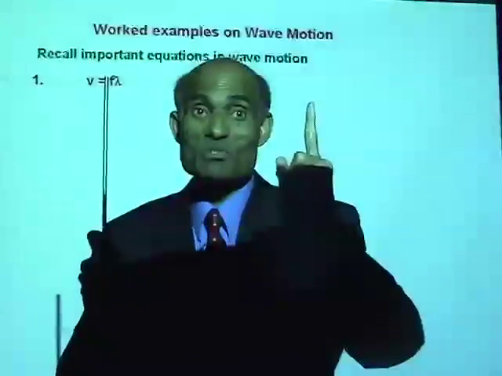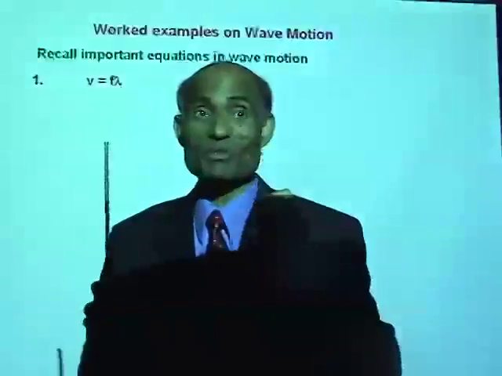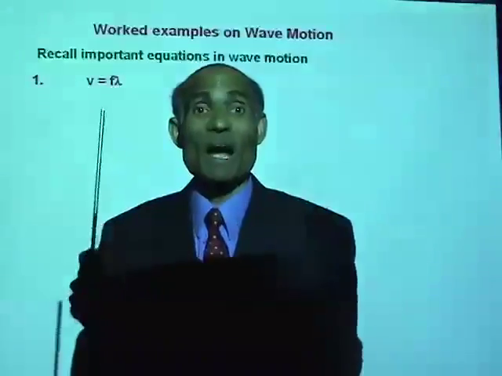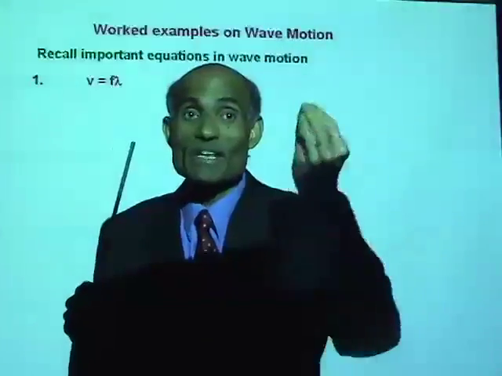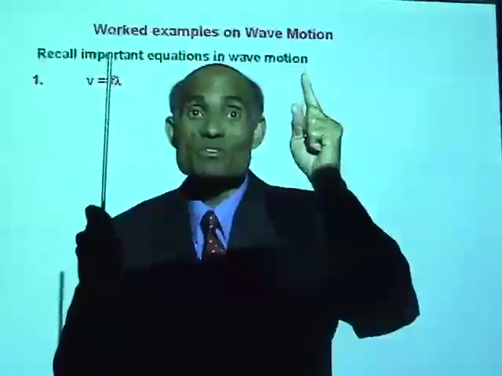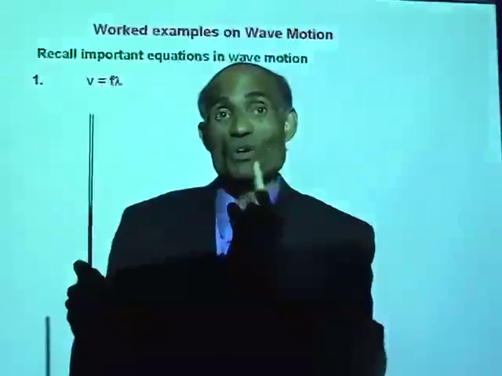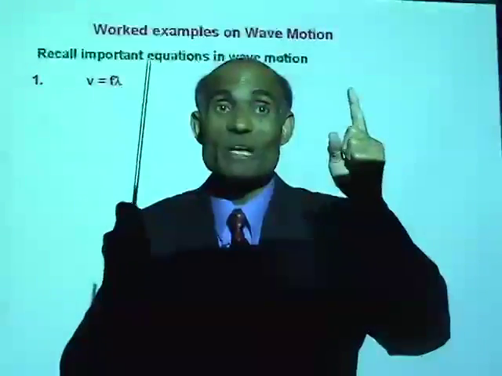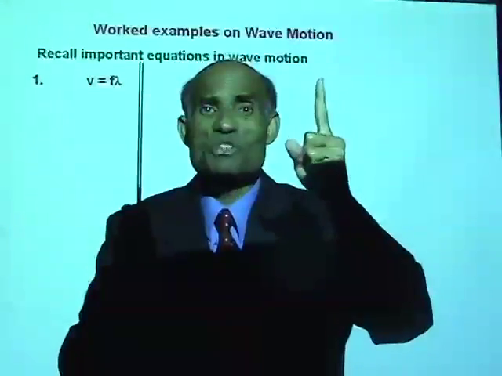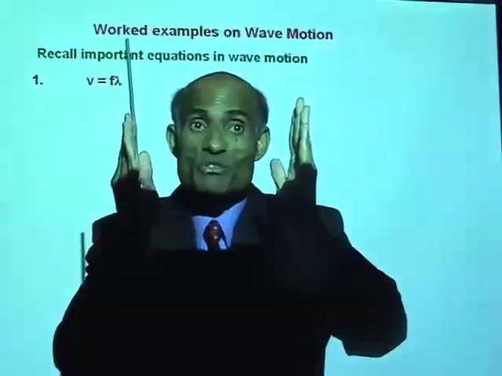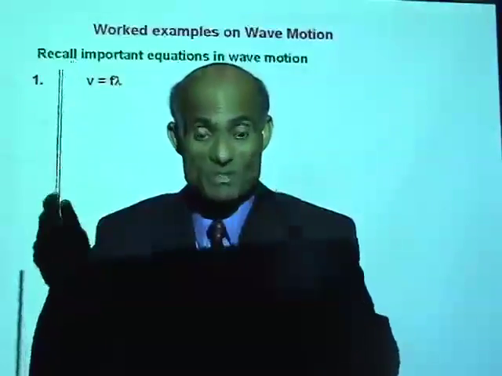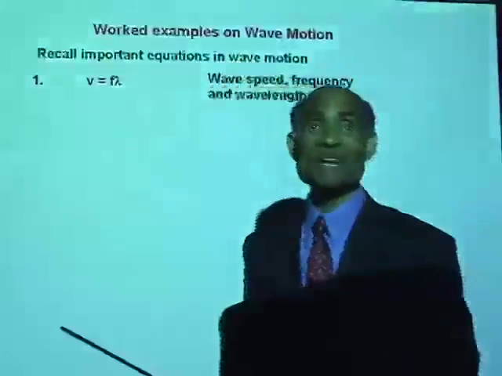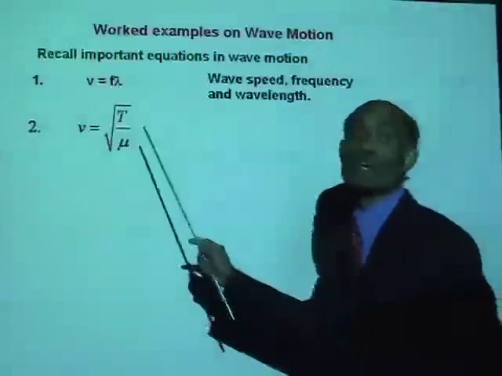It is the distance between two nearest particles that are in the same phase of vibration. And for a transverse wave, it's the distance between two nearest or adjacent crests or two adjacent troughs. For a longitudinal wave, it will be the distance between two adjacent high pressure regions or two adjacent low pressure regions. Okay, what is the second formula that we looked at?